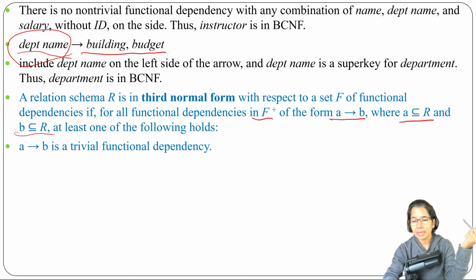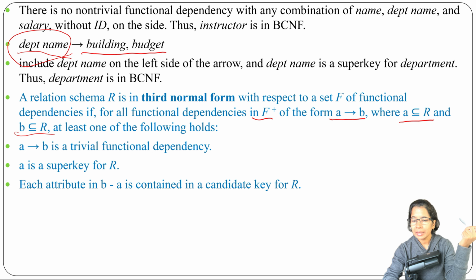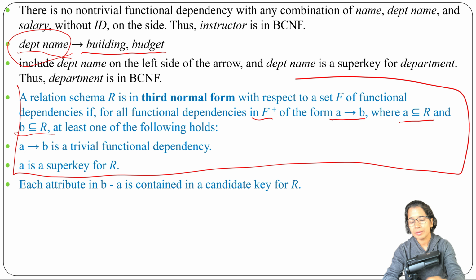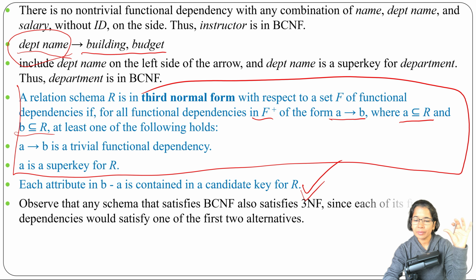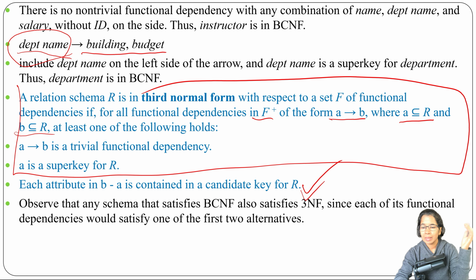First, A implies B is a trivial functional dependency. That means B is a subset of A. Second, A is a super key for R. Third, each attribute in B minus A is contained in a candidate key for R. That means any attribute other than A should be part of the candidate key. So B minus A should be part of the candidate key. Up to this is the BCNF definition. Including the third one, it is 3NF. So you can say BCNF and 3NF both are almost the same. BCNF is the more restricted version of 3NF.